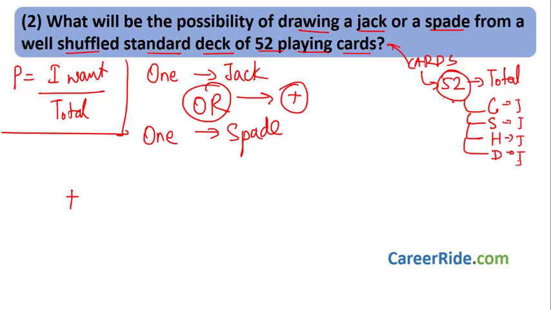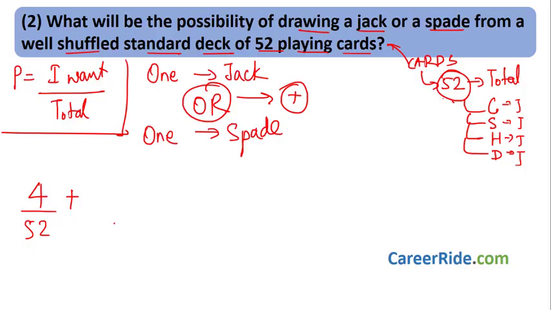So how many jacks are there? There are 4 jacks. We want to pick one jack, right? So there are 4 possibilities. So what I want? Jacks. 4 jacks are there. I can pick any one of them. How many total are there? 52 cards are there in total, right? This is the probability for picking out a jack.